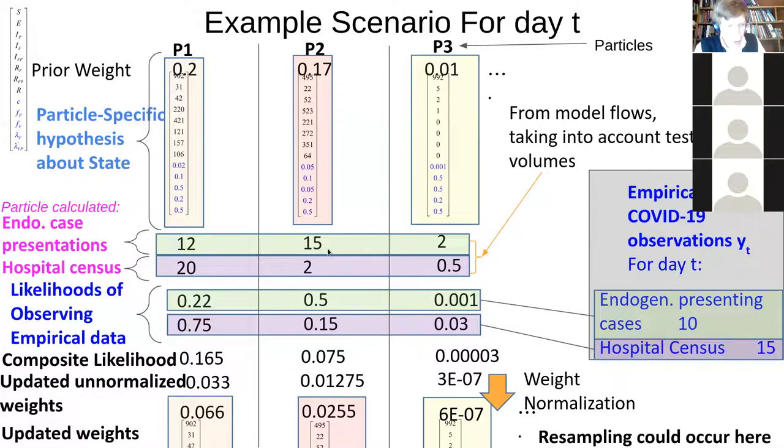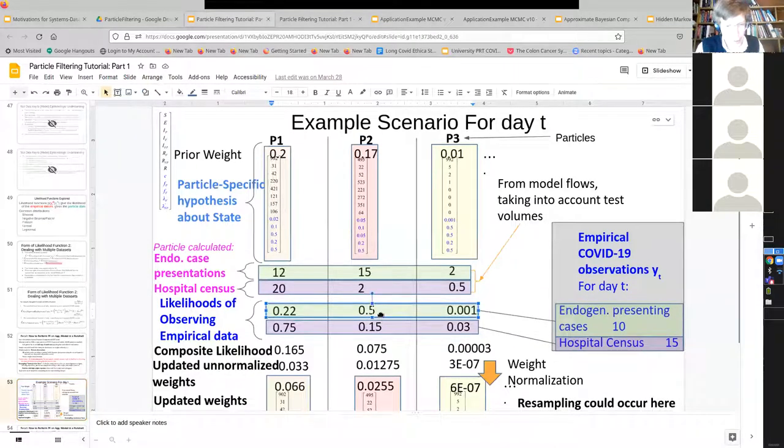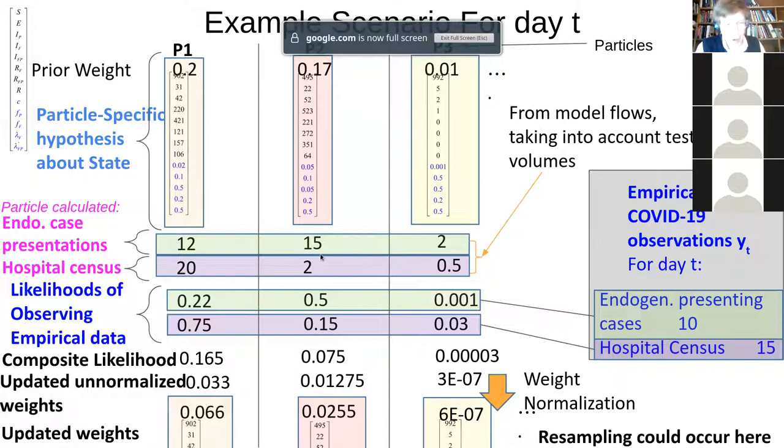P2, it predicted 15 endogenous case presentations. We only saw 10. This should actually be smaller. I won't try to correct that right now. This should be smaller than 0.22. It only expected 2 people in hospital census, and we saw 15, and so that's really less likely.